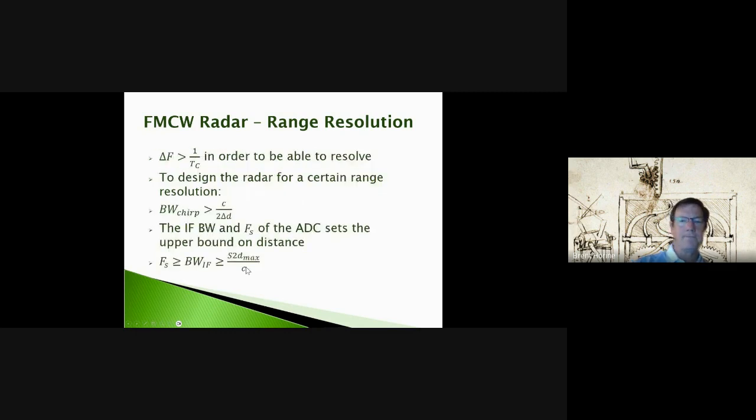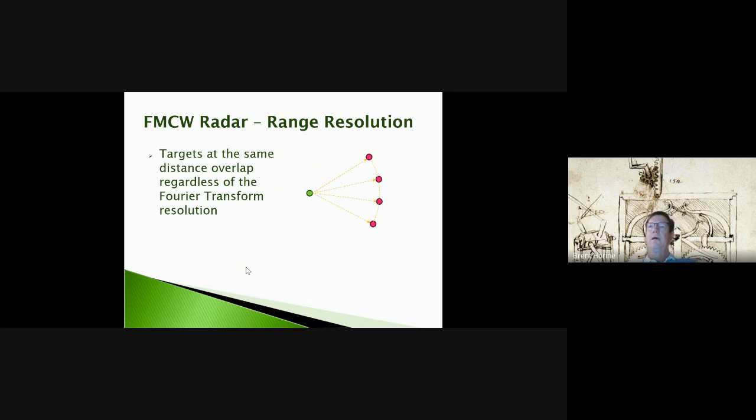So all right, now we can resolve things at a certain range, but what if we have multiple targets at the same range? So here's our ego vehicle, and these are potential targets. I've drawn them such that they're the same distance away, so they're all going to overlap in that Fourier transform. We're not going to be able to distinguish those. So let's work towards a solution to that.